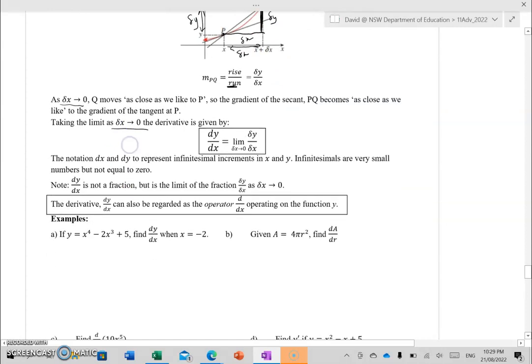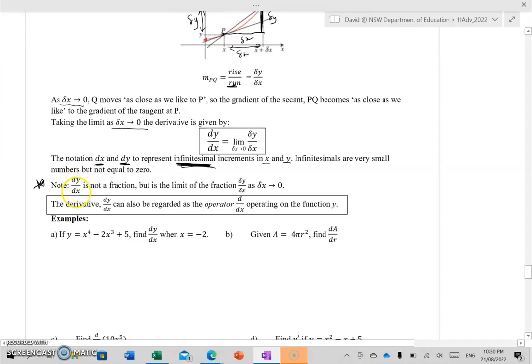So his notation involved changing these deltas to d's when we have taken the limit as delta x goes to 0. The notation of dx and dy represent what we call infinitesimal increments, so infinitely small increments in x and y. Infinitesimals are very small numbers, but not necessarily equal to 0, just very, very close to, approaching.